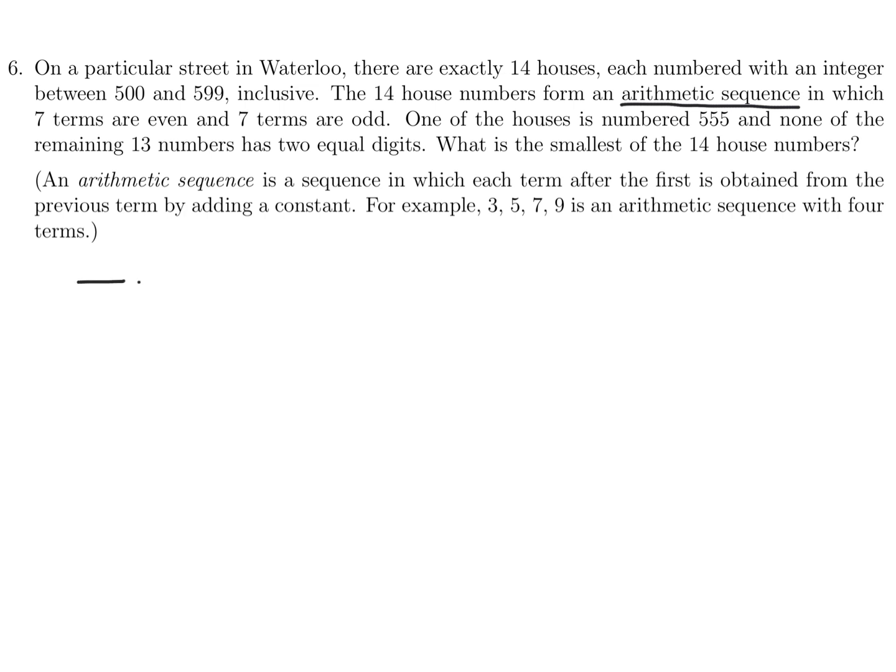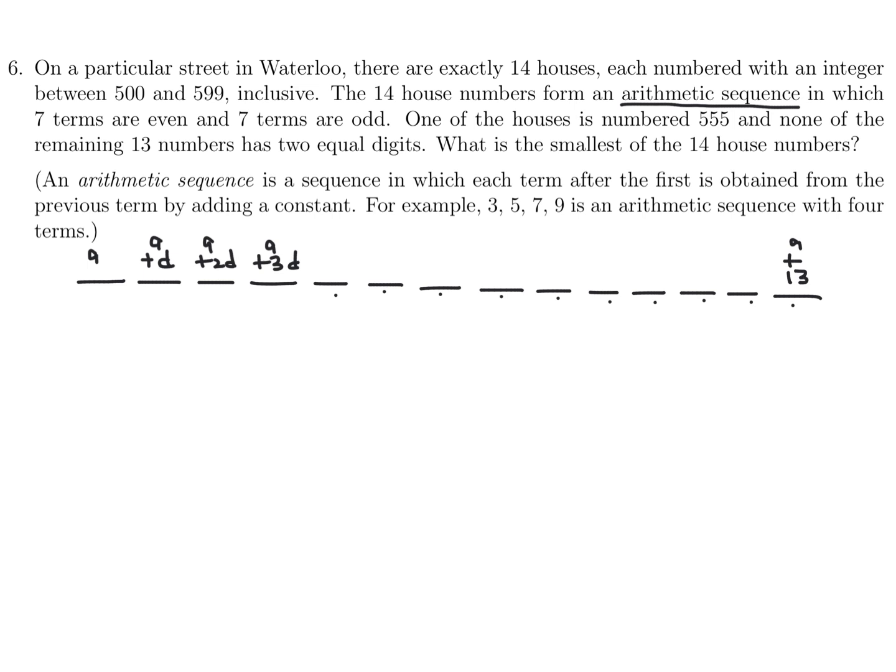So let's see here. 1, 2, 3, 4, 5, 6, 7, 8, 9, 10, 11, 12, 13, 14. And then if it's an arithmetic sequence, it would be a plus D, a plus 2D, and so on, a plus 3D, all the way to 13. So this would be a plus 13D. Okay, I'm just trying to set this up here. Let's see where we get here. I'm not entirely sure.